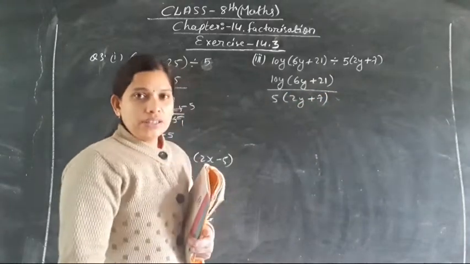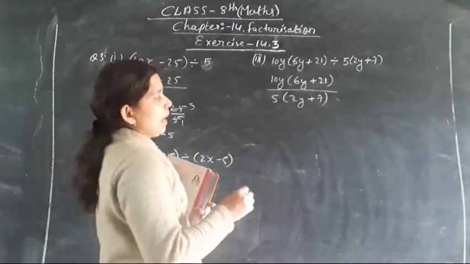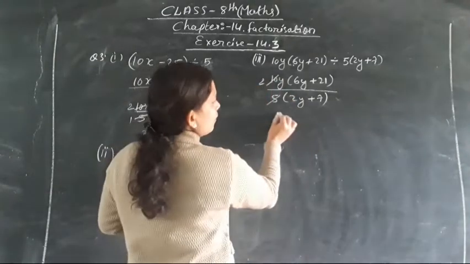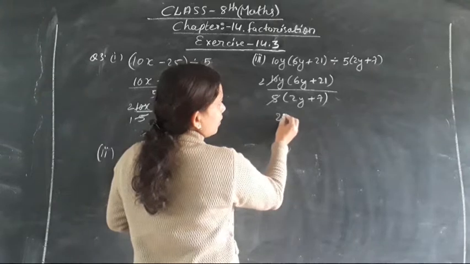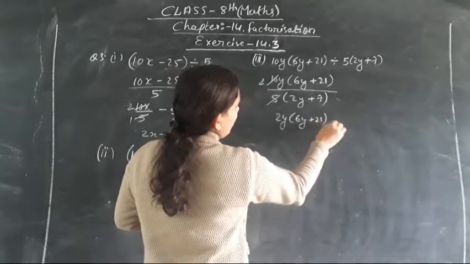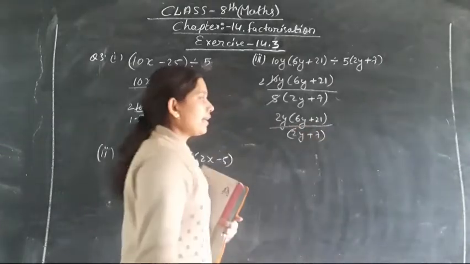We have written the divided form in the form of numerator upon denominator. After that, can we see that this 5 and 10, 2 will get cancelled? Of course, it will get cancelled. So what is the term left? The term is 2y into 6y plus 21 upon 2y plus 7. Now we cannot cancel any number.